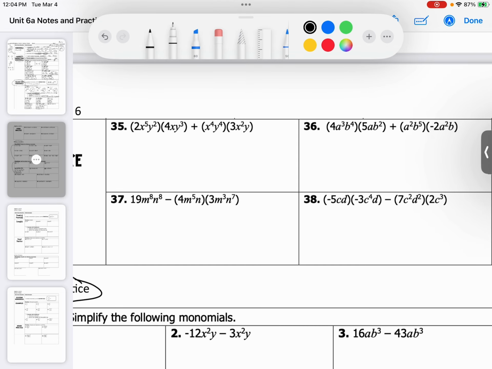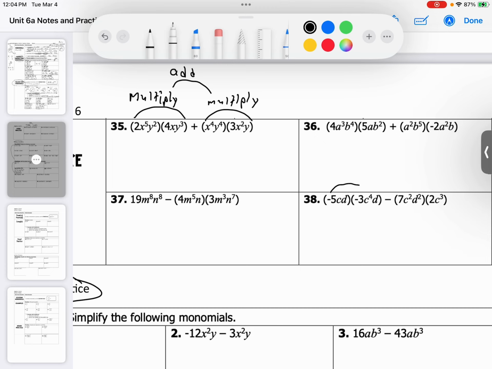So first off, this is going to be combining our two skills that we've learned so far. We've learned how to add and subtract monomials, and we have learned how to multiply monomials. In this problem, we're going to have both. These are being multiplied together, and so are these being multiplied together. But the two things that we are multiplying together are being added together. So we're going to have to multiply and then add.